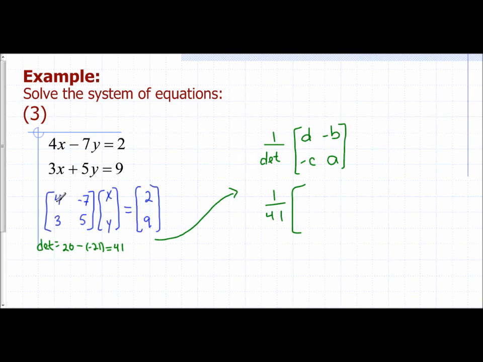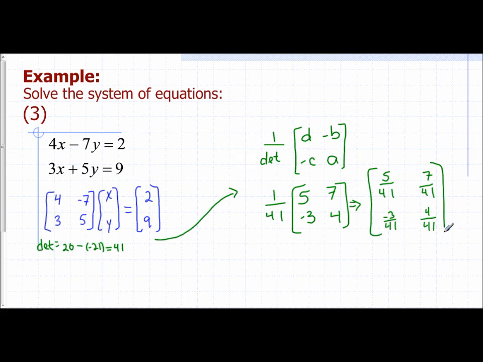A and D switch places, so 5 is now here, 4 is now here. You change the sign of B, so -7 becomes +7, and you change the sign of C, so 3 becomes -3. Then we do our scalar multiplication. 1 over 41 times 5 is 5 over 41, 1 over 41 times 7 is 7 over 41, 1 times -3 gives you -3 over 41, and 4 times 1 gives you 4 over 41. And so this is my inverse matrix.